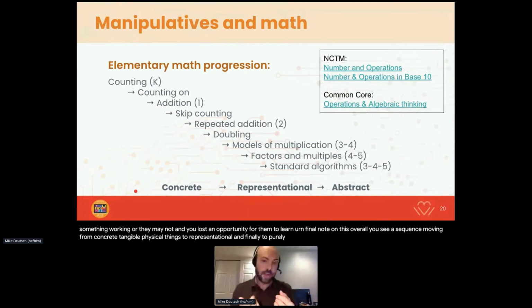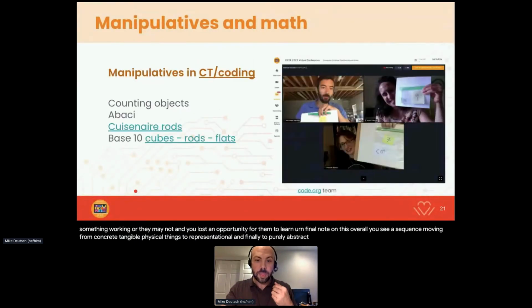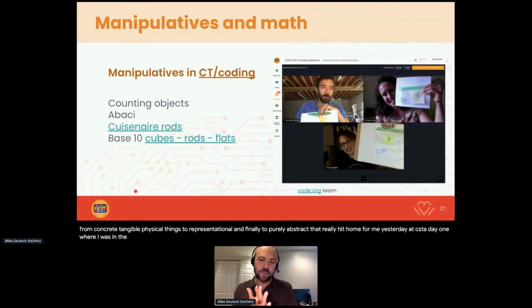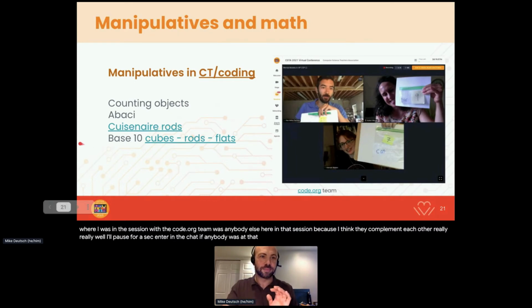Final note on this, overall you see a sequence moving from concrete, tangible, physical things to representational and to purely abstract. And that really hit home for me yesterday at CSTA day one, where I was in the session with the code.org team. Was anybody else here in that session? Because I think they complement each other really, really well. I'll pause for a sec. Enter in the chat if anybody was at that session.